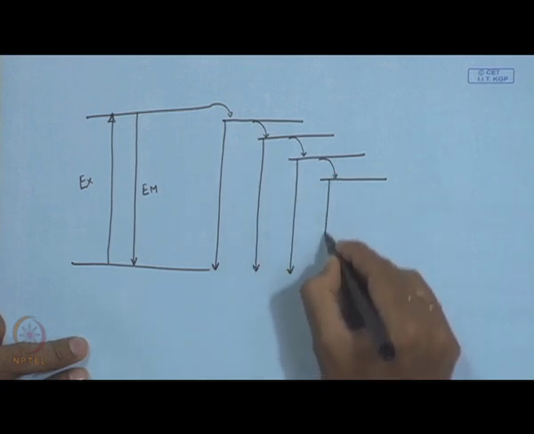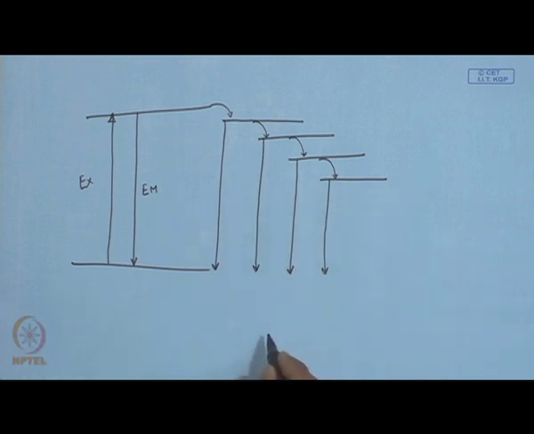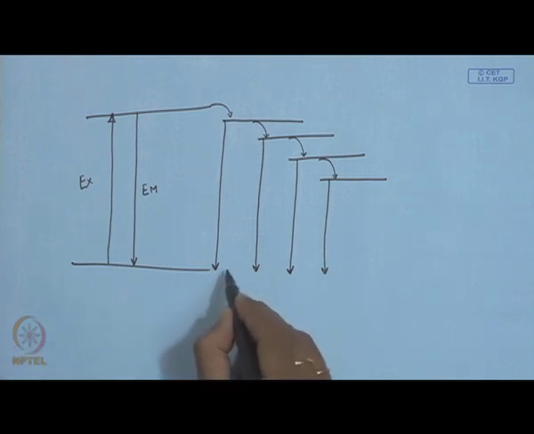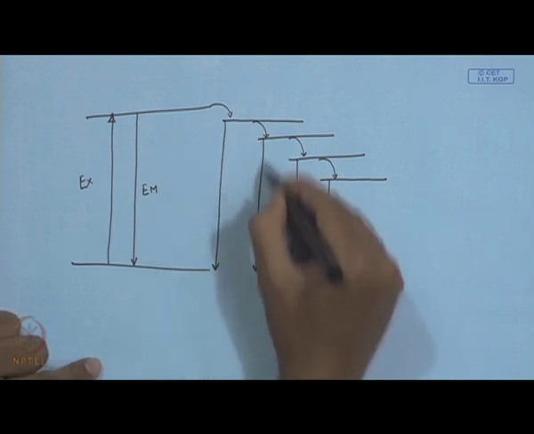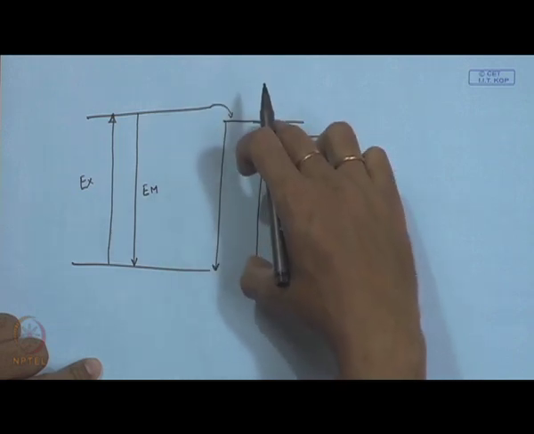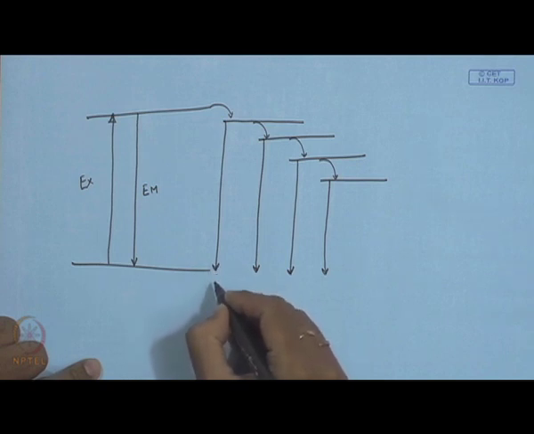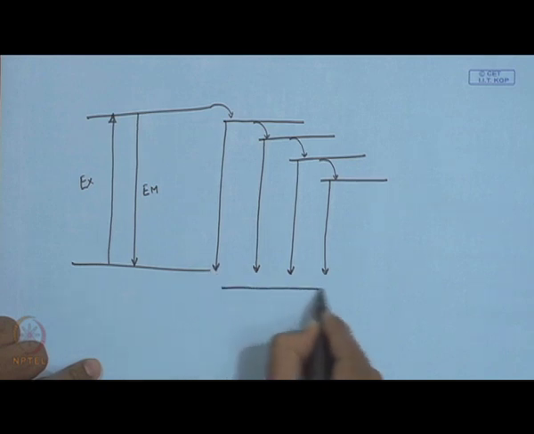So now, can you tell what is the difference between all these emissions? What is the difference? I guess you are right, the difference is that this length is more than this length, than this. So, the energy gap is more here than here, than here, than here. So, that means the corresponding frequencies will be more.